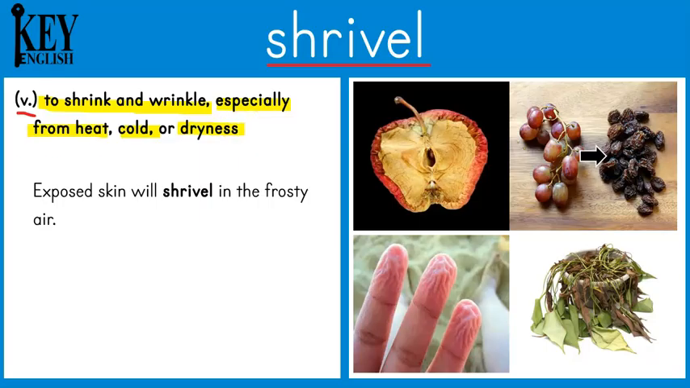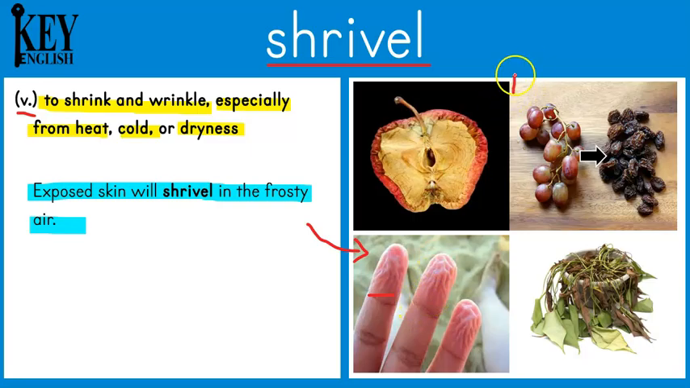So when something shrivels, it gets smaller, wrinkled, or it dries out. And this often happens because of it being too hot or too cold or just something not having enough water. The example says, exposed skin will shrivel in the frosty air. One common time when our skin shrivels is after we spend a lot of time in the water. So I could say, my fingers shrivel after staying in the bath for too long.